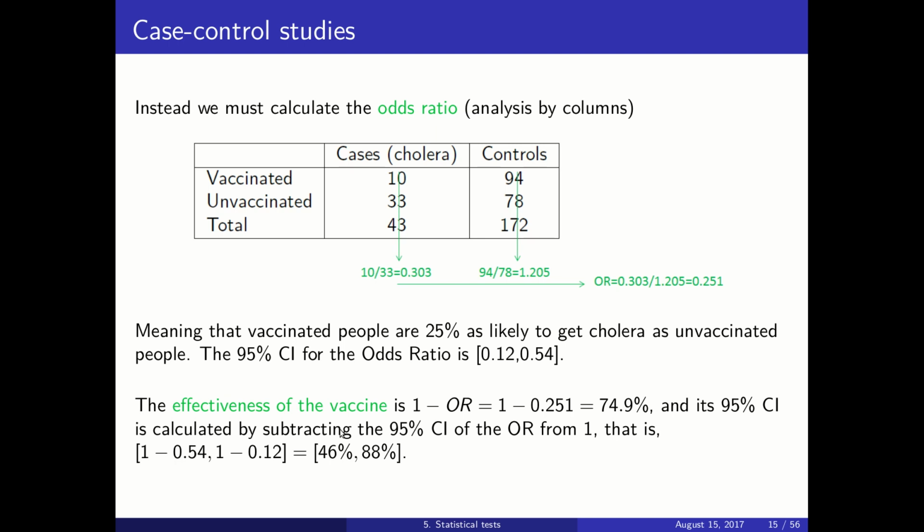Then the effectiveness of the vaccine is defined as 1 minus the odds ratio, so in this case it is 75%, and the confidence interval is just 1 minus this confidence interval. So the confidence interval for the effectiveness goes from 46 to 88%.